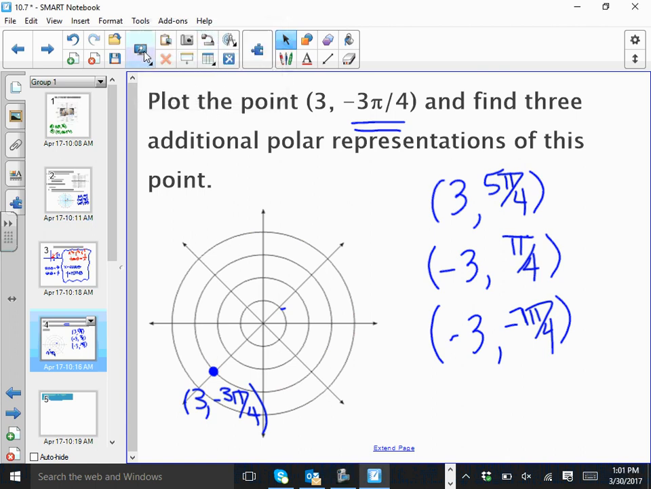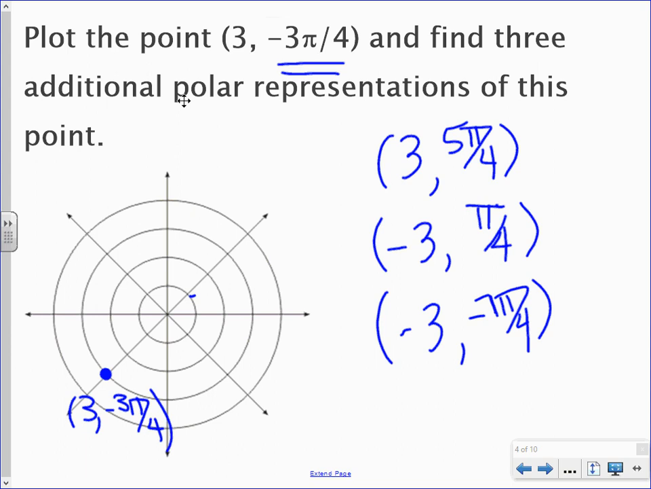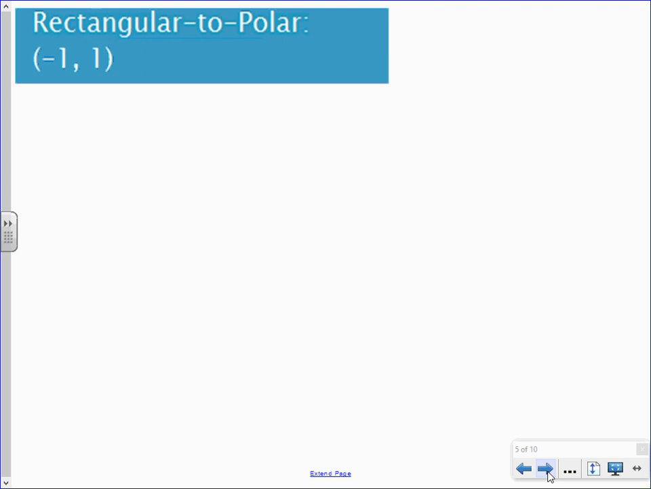Okay. So we've talked about what polar coordinates are, we've talked about the conversion formulas, and we've talked about how to plot them. Are there any questions on how to plot them? Let's talk about converting coordinates. We are going to convert coordinates, and then we are going to convert equations. So this is our first conversion.